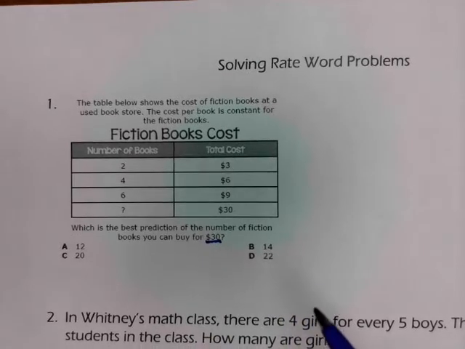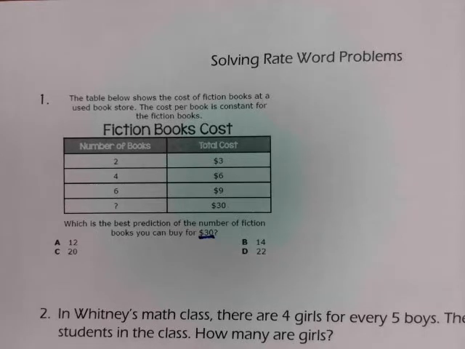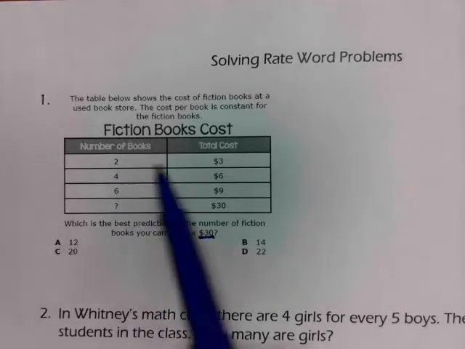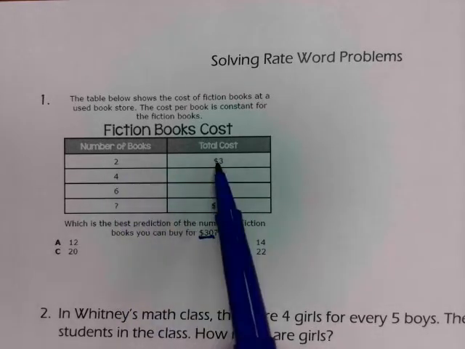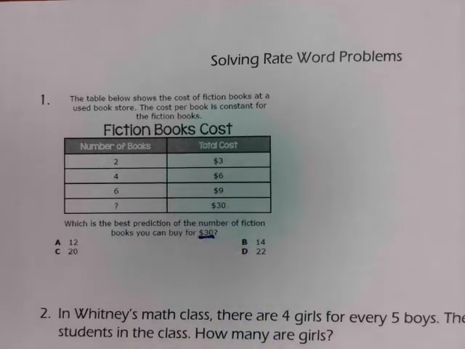So what we're going to do is we are going to come up with a proportion, okay? First thing we need to know is what is a rate that we know? We know that this many cost this much. And what's nice is we actually have a lot to choose from. We have 2 cost $3, 4 cost $6, 6 cost $9. We can choose any of those. If I were you, I would pick the smallest numbers. That's what I would do.